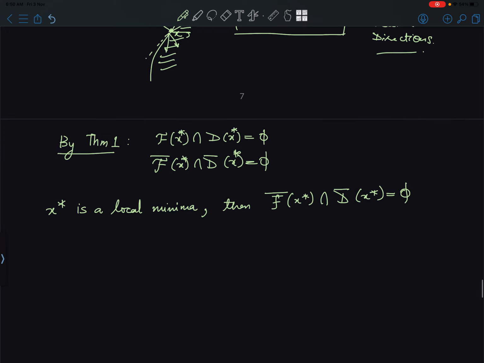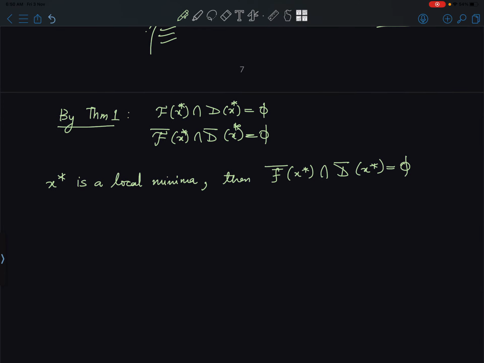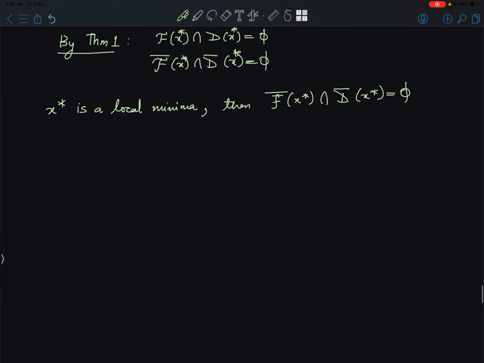so let us see an example in this case also. So suppose I have to minimize x1 square plus x2 square subject to x1 plus x2 less than or equal to 1, x1 greater than or equal to 0, and x2 greater than or equal to 0.